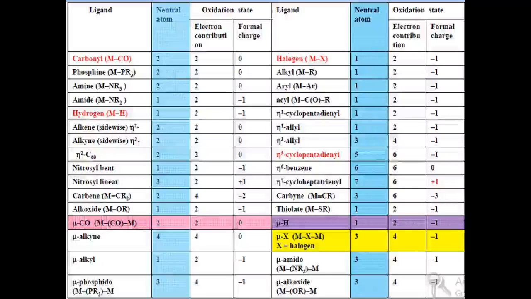Similarly, alkyl, that is CH3, C2H5, whatever it may be, also contributes 2 electrons and the formal charge of -1. Aryl, similarly, 2 electrons with -1 formal charge. Then I come a bit down, mu-H, which is shaded in purple color. It also donates 2 electrons with the formal charge of -1. So various types of ligands along with the electron contribution are given in this table. You have to memorize some of the ligands, and then only you can calculate the EAN rule.